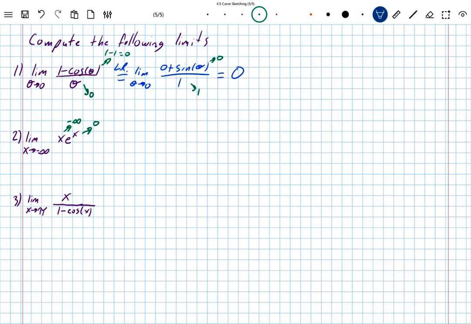I really don't know. It's going to be different depending on how fast it's going to 0 and how fast it's going to infinity. The general rule is when x and e to the x fight, e to the x is going to win. But let's see why. First thing I gotta do is try to transform this into some kind of indeterminate form. And there's two ways you might try to do this. You could write this as e to the x over x to the negative 1, or you could write this as x over e to the negative x.